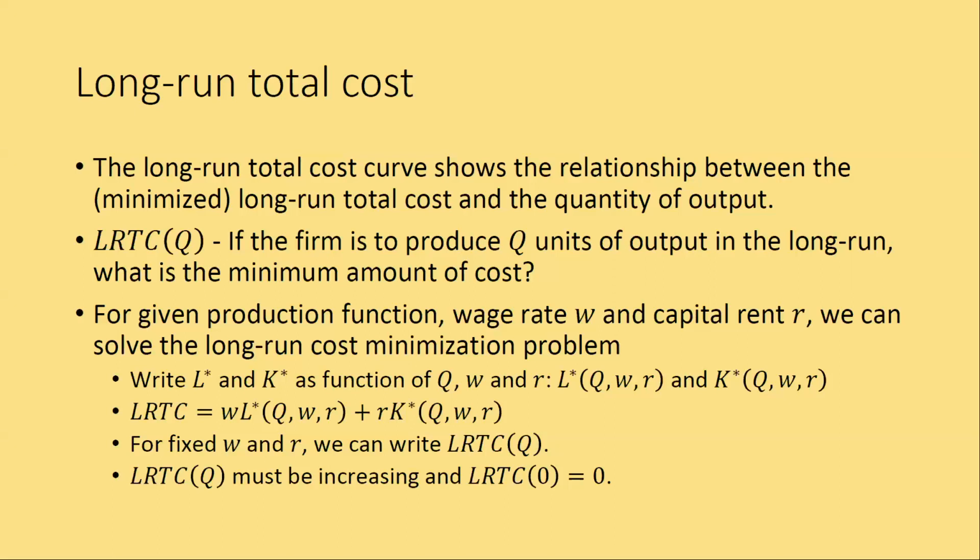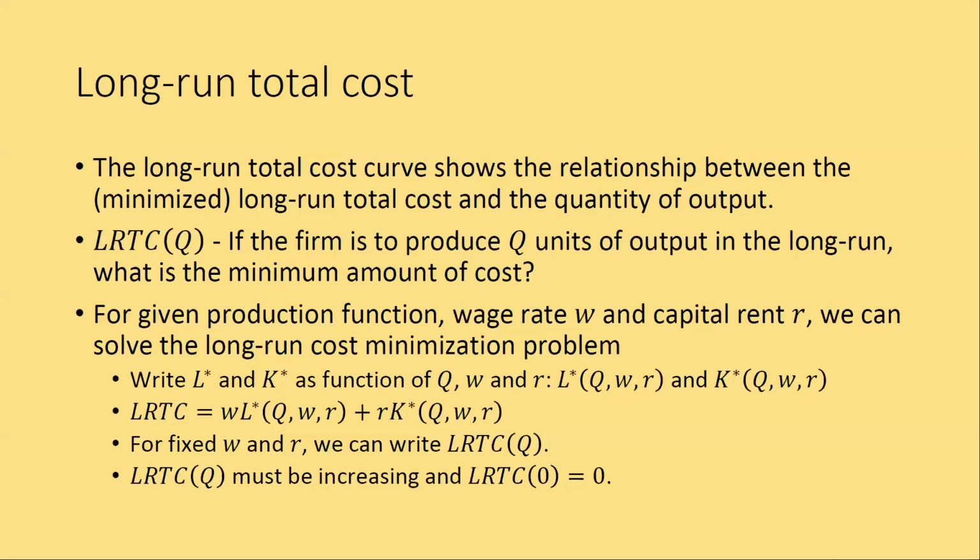For this function, it must be increasing in Q. If the firm wants to produce more units of output in the long run, the minimum amount of total cost the firm must pay must be increasing as the quantity increases.